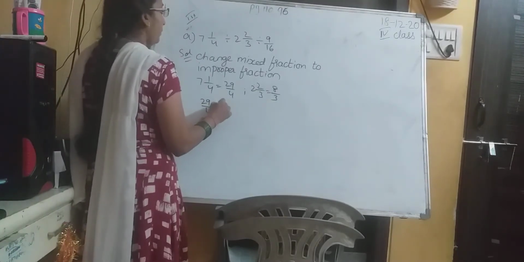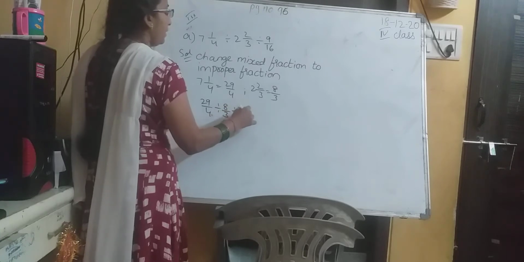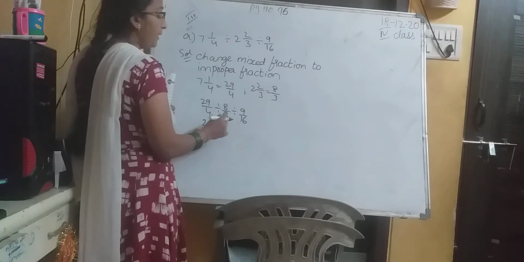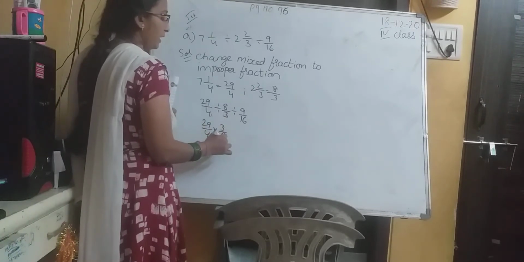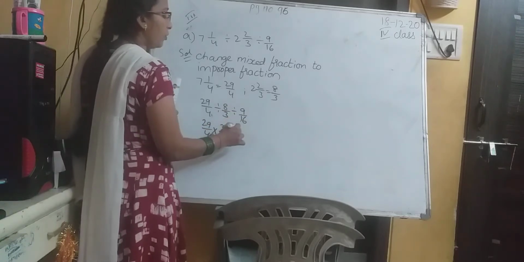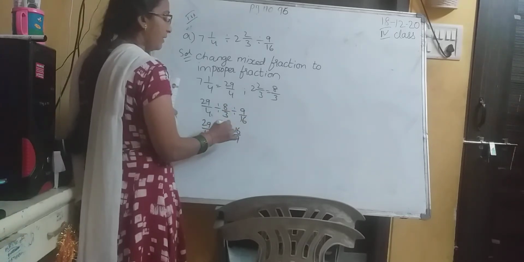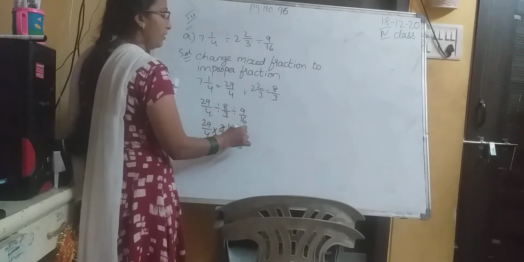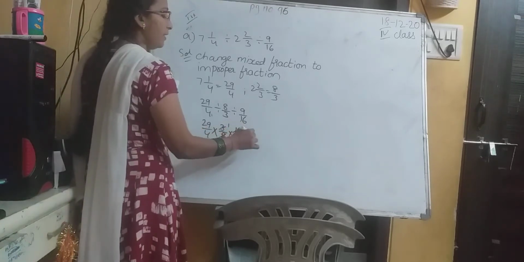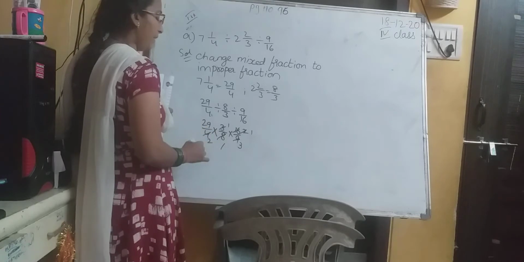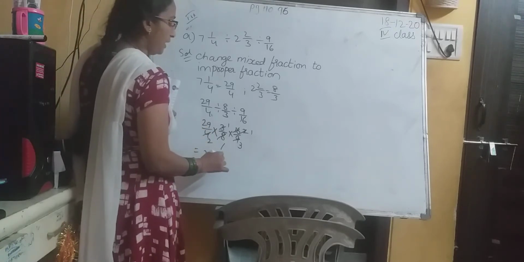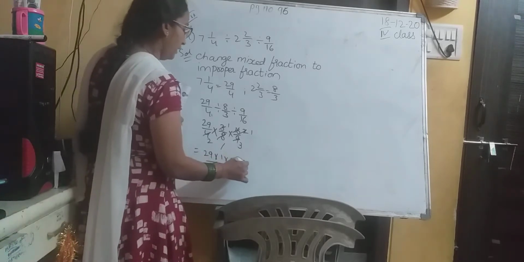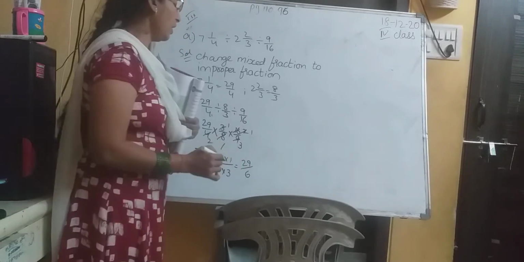Now, what are the fractions? 29 by 4 divided by 8 by 3 divided by 9 by 16. Now remove the division signs and put multiplication. 29 by 4 into, then this one becomes reverse, write it upside down. Then put multiplication here too and write this one reverse also. 3 1s are 3, 3 3s are 9. 8 1s are 8, 8 2s are 16. 2 1s are 2, 2 2s are 4. Now what is left? 29 into 1 into 1 by 2 into 1 into 3. 29 by 6.